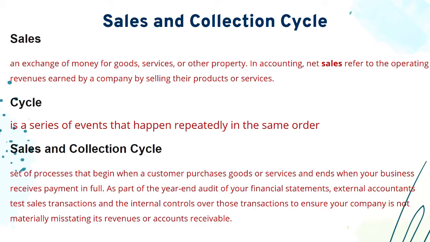Dalam kata mudahnya, sales and collection cycle ni dia akan bermula bila ada customer yang beli barang dengan kita ataupun servis, dan dia akan berakhir bila kita dapat bayaran payment tu secara penuh. Dan lepas tu at the end of the year end untuk bisnes kita tu, external accountant akan datang dan test kita punya sales transaction tu dan tengok dia sama tak dengan internal control untuk transaction tu dengan apa yang company kita patut buat. Tujuannya adalah untuk tengok ada tak penyelewengan ataupun penipuan yang berlaku dalam untung ataupun account receivable.